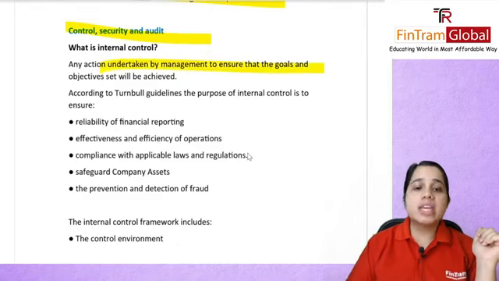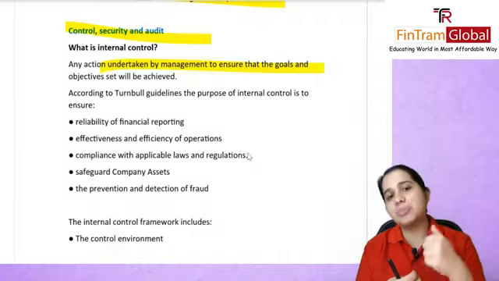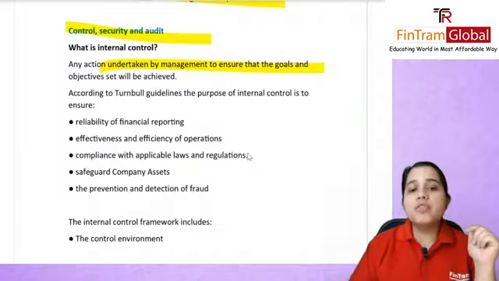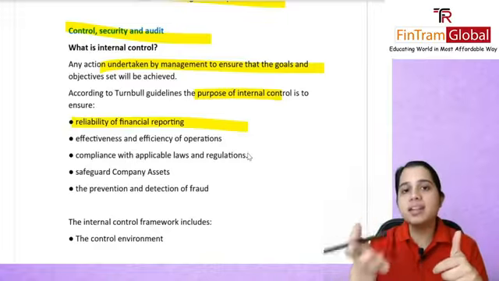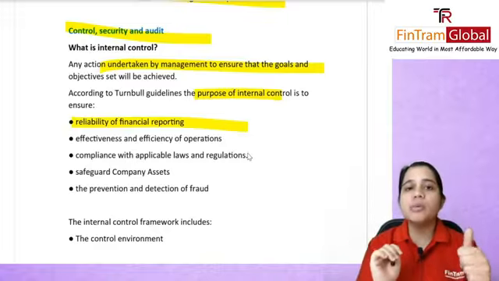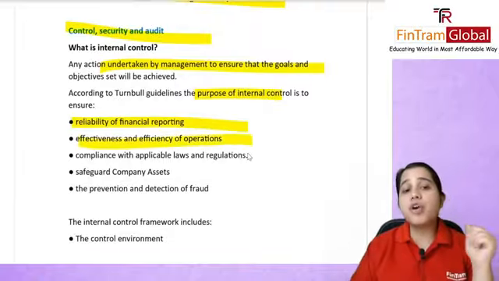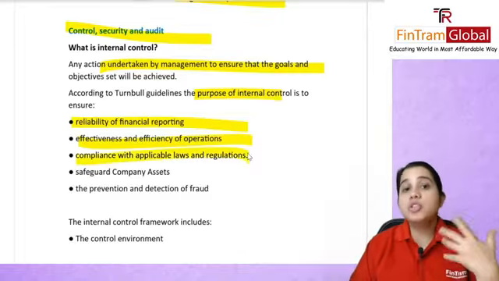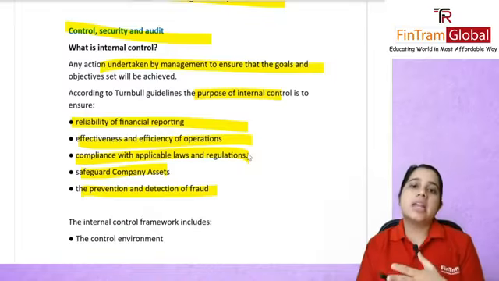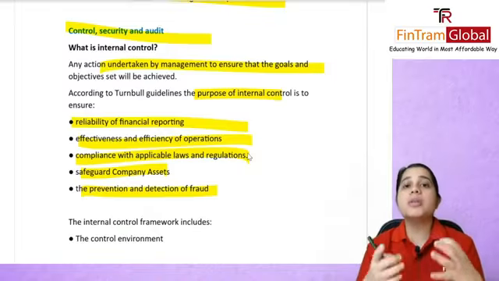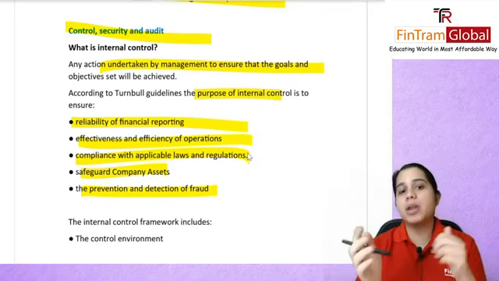Any action which will be undertaken by management to ensure that the goals and objectives of their organization can be achieved. So the purpose of internal control is that there is reliability of financial reporting, that whatever data you're showing, you can say yes, it is fine, it will be reliable because you have controls in place. Effectiveness and efficiency of your operations, you will be complying with your laws, you will be safeguarding your assets, and you will be able to prevent and detect fraud. So if you have good controls in place, you can prevent any fraud from happening, or if it has happened, you can at least detect it, that alright, this went wrong.